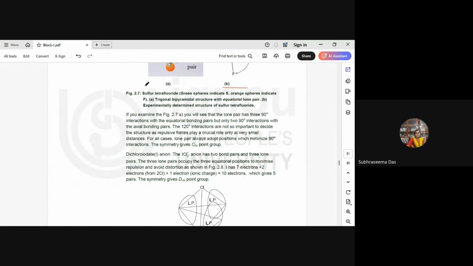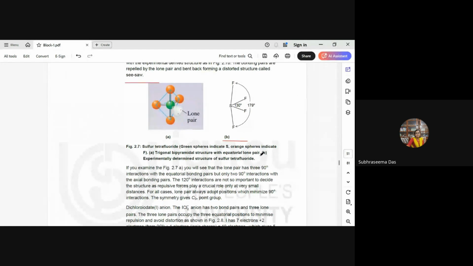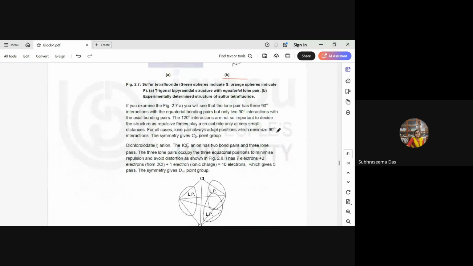So here, if we look into figure 2.7a, we see that the lone pair has three 90-degree interactions with the equatorial bonding, but only two 90-degree interactions with the axial bonding. So the 120-degree interactions are not so important to decide the structure. In all cases, lone pairs will acquire the positions which minimize the 90-degree interactions. Here, such symmetry gives the C2v point group.